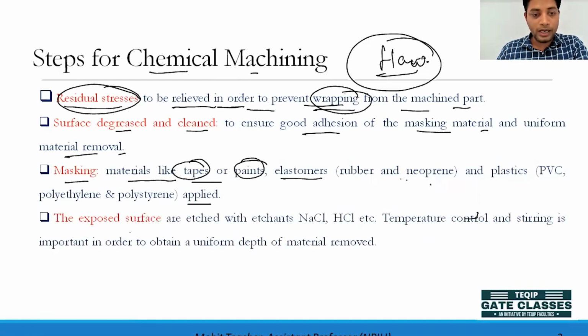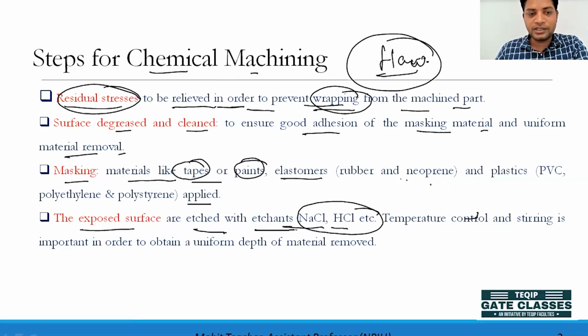Second one, the last one, is the exposed surface. These are etched with the elements. We are using NaCl and HCl for steel and aluminum. So these are the etchants that we are using, and the exposed surface, over which there is no masking applied, will come in contact with these chemicals and that will remove the material. I already told you that temperature control and stirring is important to obtain a uniform depth of the material removed.